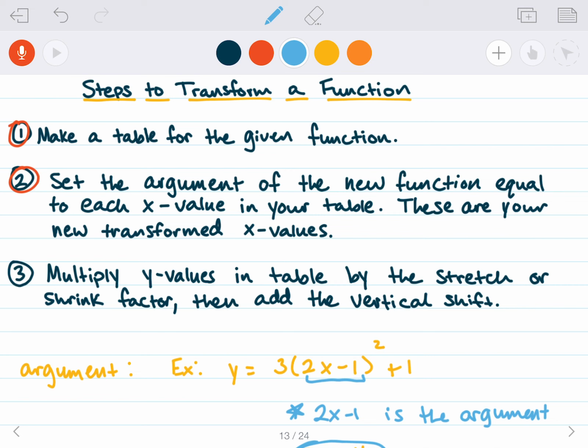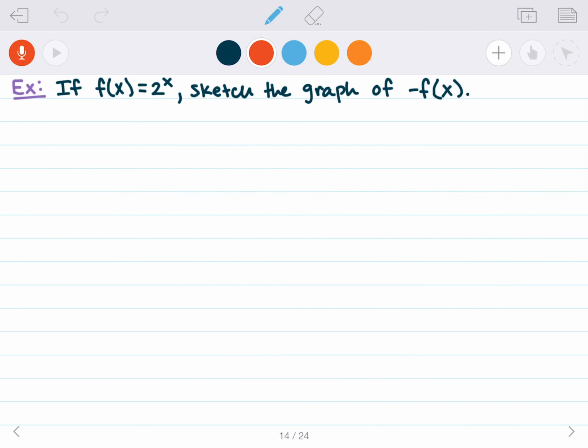So we're going to set the argument of the new function equal to the x values in the parent function, and those are going to be our new x values. And lastly, we're going to figure out what our new y values are going to be by multiplying the parent function's y values by the stretch or shrink factor and then applying the vertical shift to that. So let's just get into it and do some examples here. We have, if f of x equals 2 raised to the x, sketch the graph of negative f of x. Well, just based on this transformation, what is the transformation going to be?